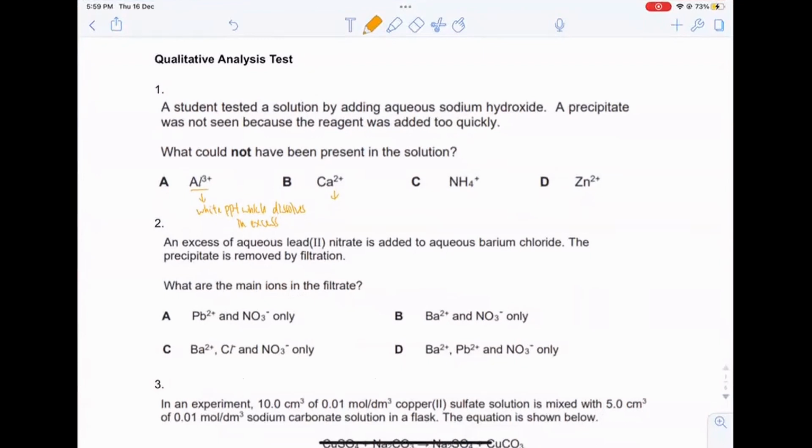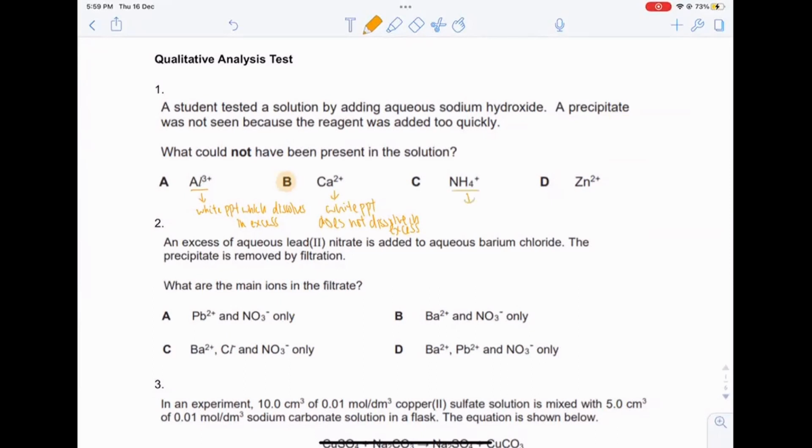Okay, then Ca2+. For Ca2+, what will you get? You will get a white precipitate. Okay, I think everyone can see it now. For Ca2+, you form a white precipitate, but it does not dissolve in excess. So therefore, the answer is B, because it cannot dissolve in excess. So there's no chance of you not seeing a precipitate if you add too quickly. Okay, so the answer is B, but let's go through the other options to confirm.